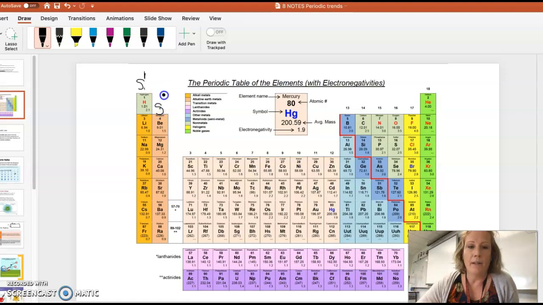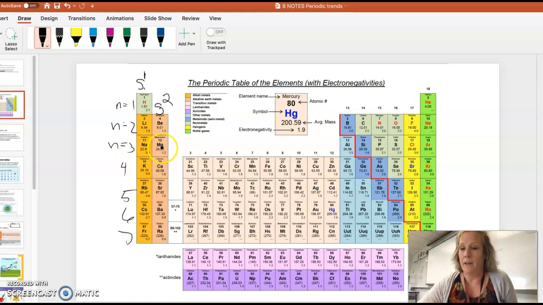This group, if I write out all their electron configurations, I'm always going to end with S2. Like magnesium, if you think about your N values, 3, 4, 5, magnesium would be 3S2 at the end.